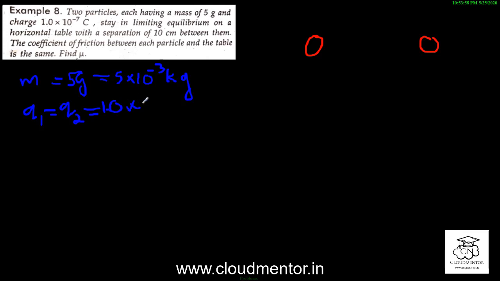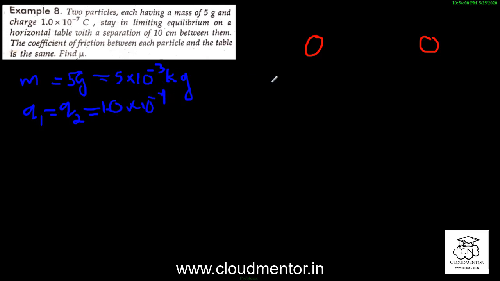It is on the table. Two particles are on this table, each having a mass of 5 gram. That is, mass is given. Mass is m, and that is equal to 5 gram, otherwise 5 into 10 raised to minus 3 kilogram. And both of them have the same charge, that is q1 equal to q2, equal to 1.0 into 10 raised to minus 7.